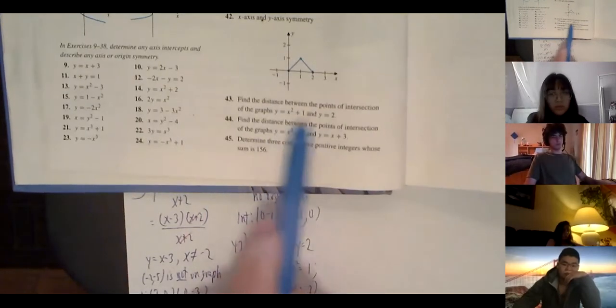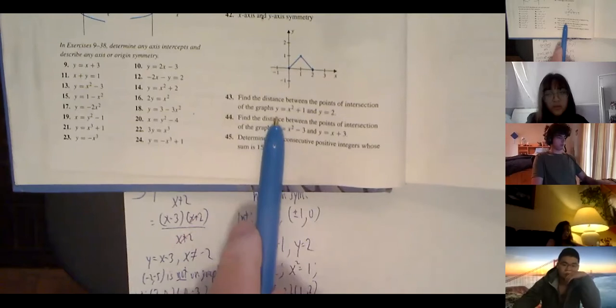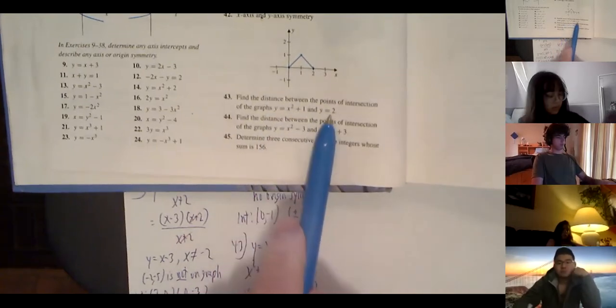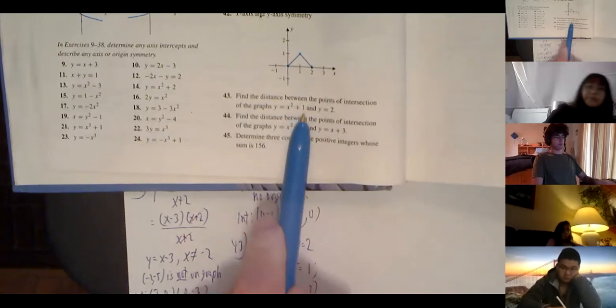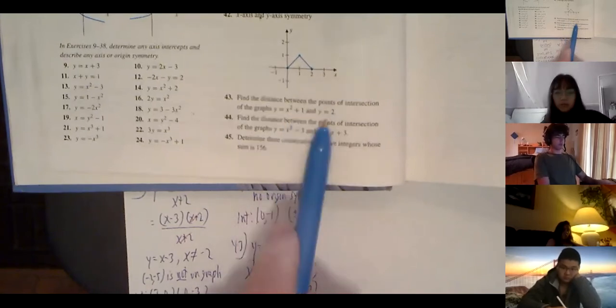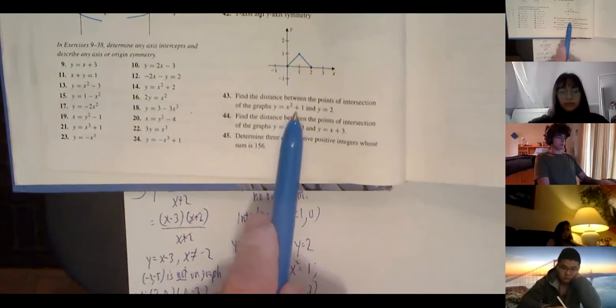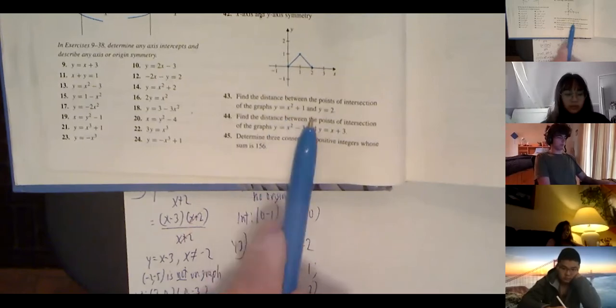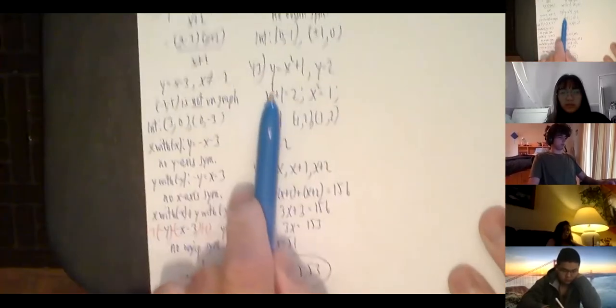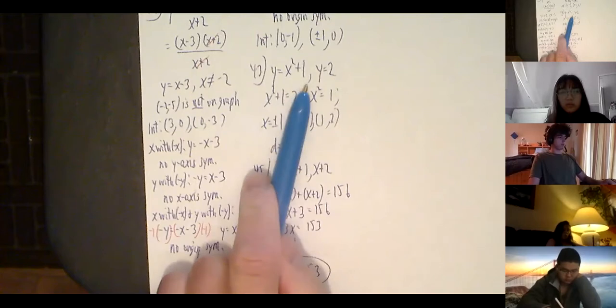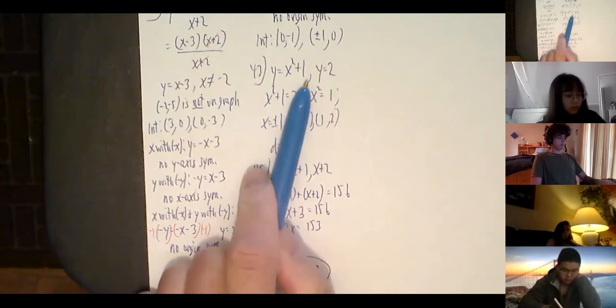Find the distance between the points of intersection of the graph y equals x squared plus 1 and y equals 2. So there are points of intersection of this graph and this graph. How far are they apart? If you didn't get it in the book, don't worry, I got it right here. Y equals x squared plus 1 and y equals 2.